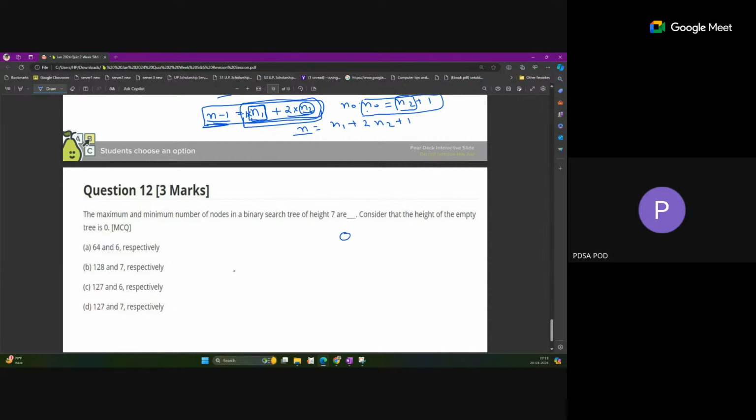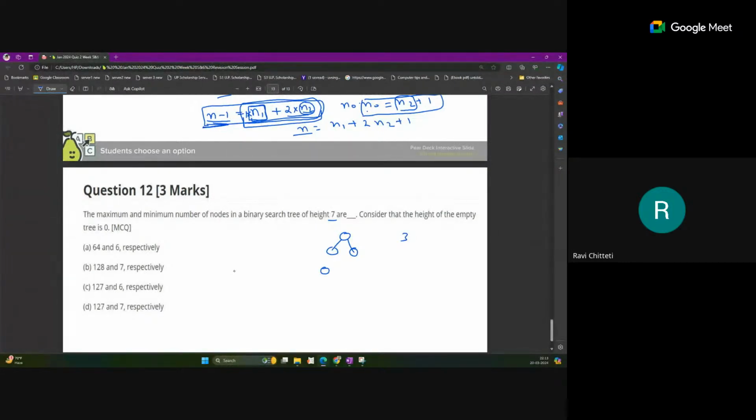If we are considering one node, then height becomes 1. Okay, and if we make this a complete full binary tree, so now height is 2 for this. So you can see for height 2, the maximum number of nodes is 3. So in this manner, you can figure out what is the minimum and what is the maximum possible number of nodes with height 7.